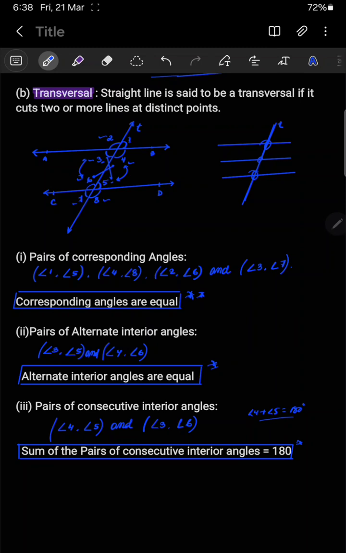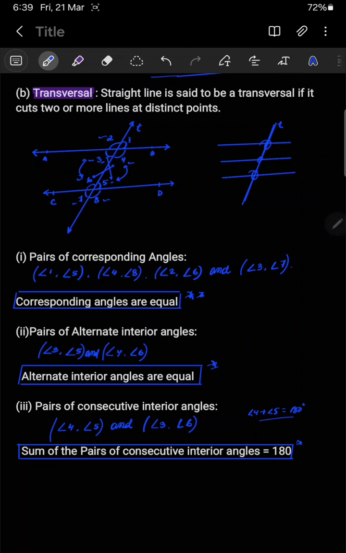So these three concepts are very important, and you have to know which is a corresponding angle, which is an alternate interior angle, and which is a consecutive interior angle. Got it? Again: angle 1 and angle 5 are corresponding angles, angle 4 and angle 8 are corresponding angles, angle 2 and angle 6 are corresponding angles, angle 3 and angle 7 are corresponding angles, and corresponding angles are equal.